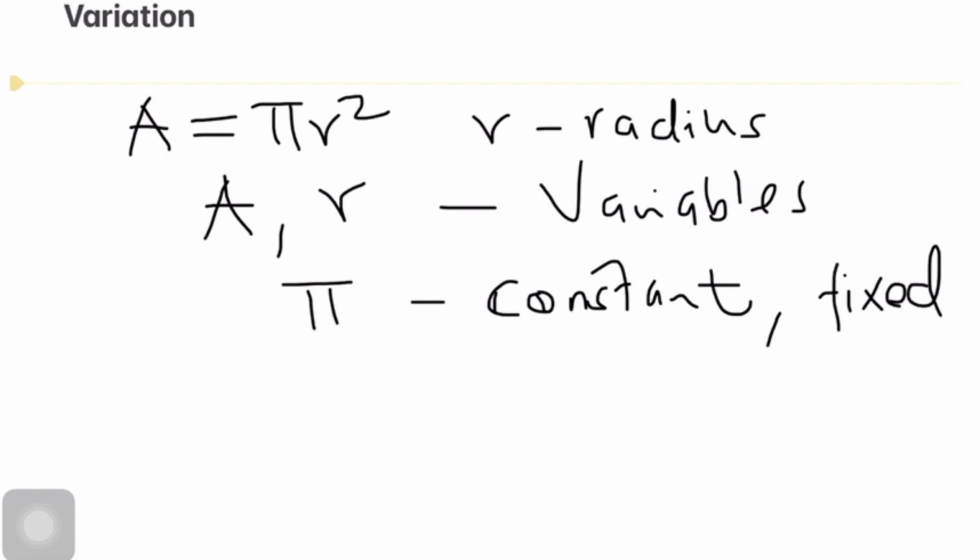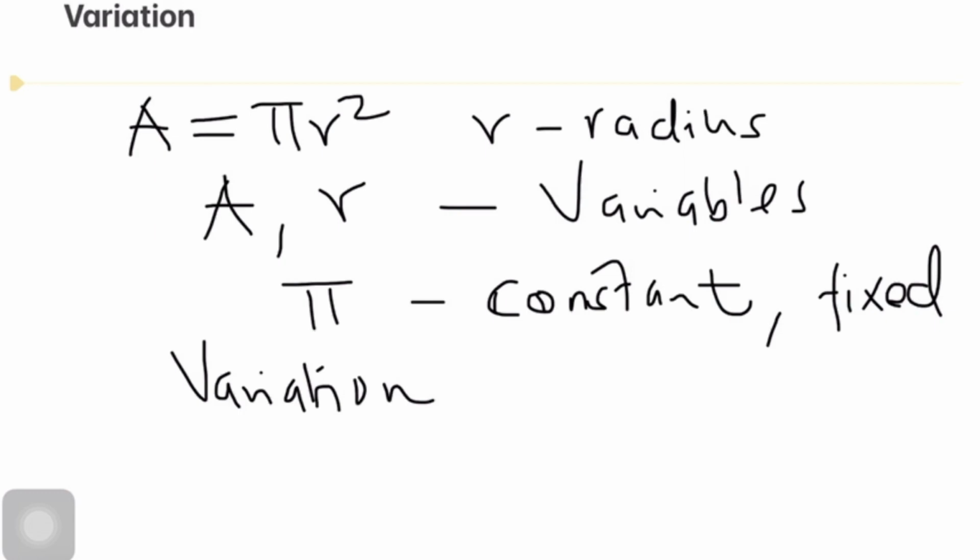So when we have two or more variables which are related in any way, and one of those variables changes, then as a result the other variable or variables must change. And this is what we call variation. A change in one of those variables results in a change in the other variables.